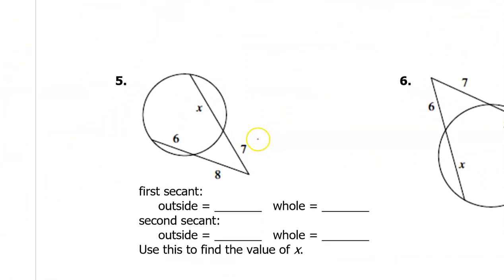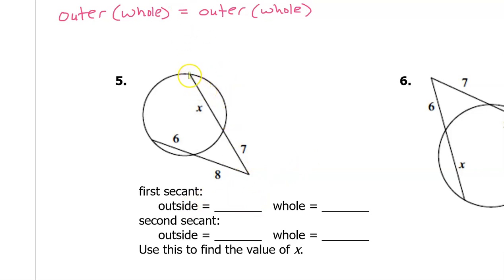Okay, when the secant line is reaching outside of the circle like this, the formula changes a little bit. So the formula now will be like this. Outer times the whole is equal to outer times the whole. And that's what they're alluding to here.